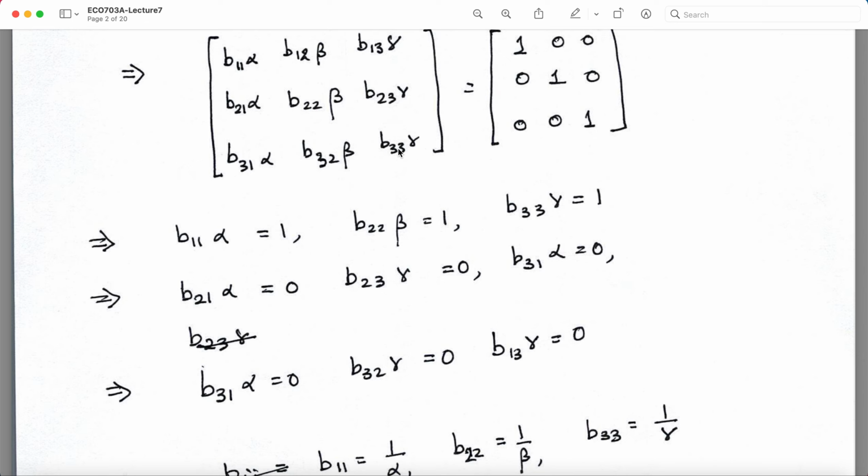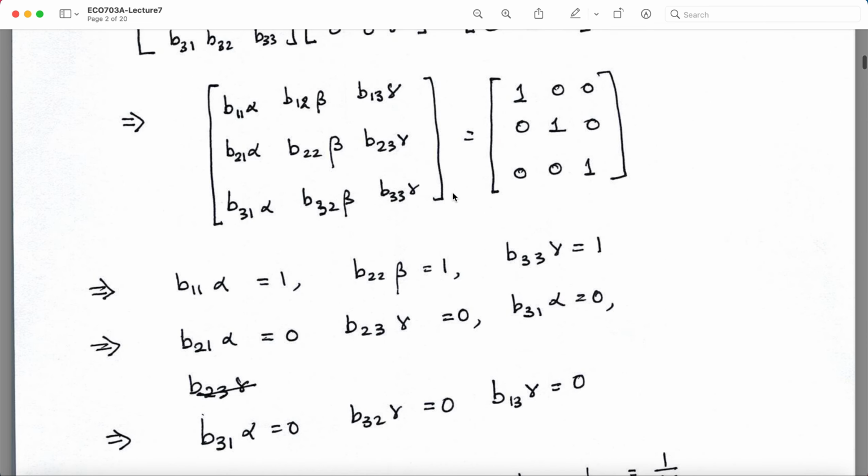Now, for example, B33 gamma is equal to 1 and gamma equal to 0, right? So gamma is already known to be 0. So basically what does it mean? Here I will have a 0 and I'll have a 1 here, right? So it doesn't matter. So these matrices cannot really be equal. So I cannot say that this inverse really would exist.